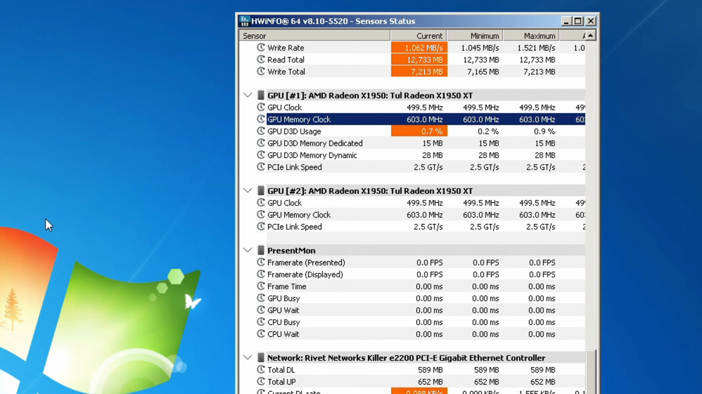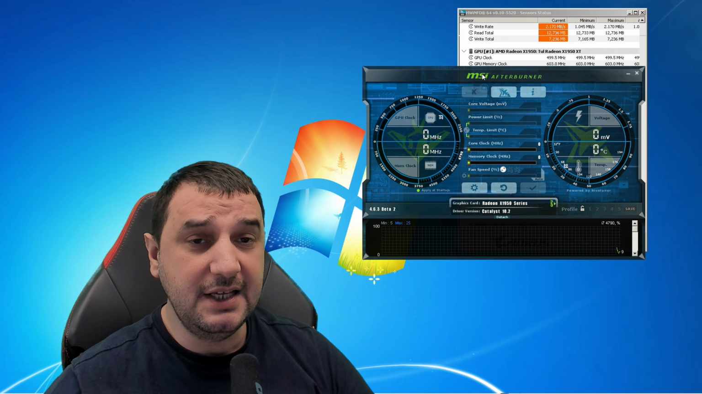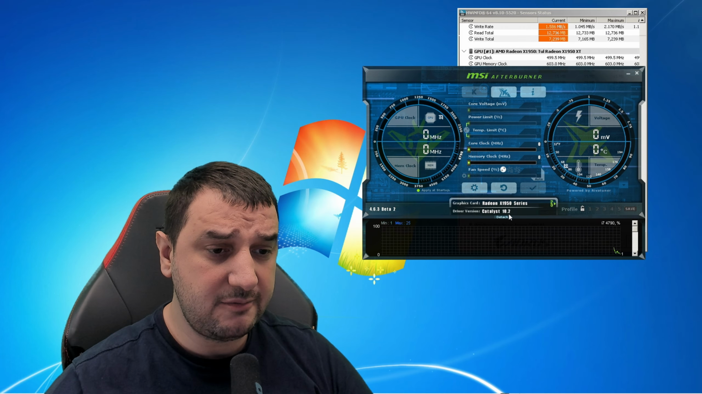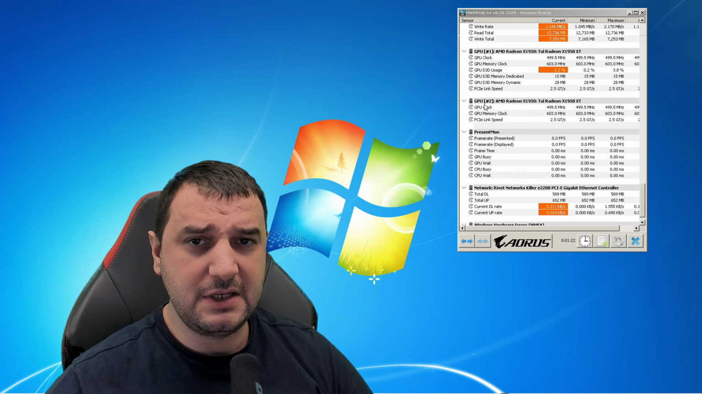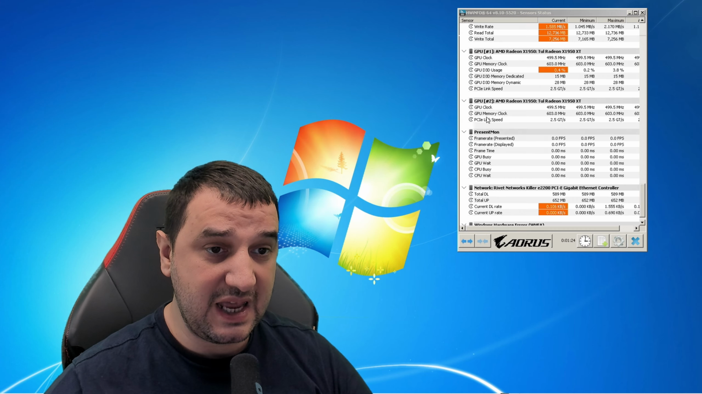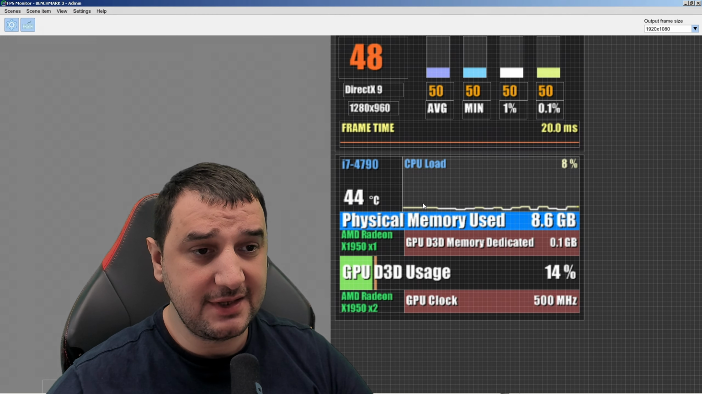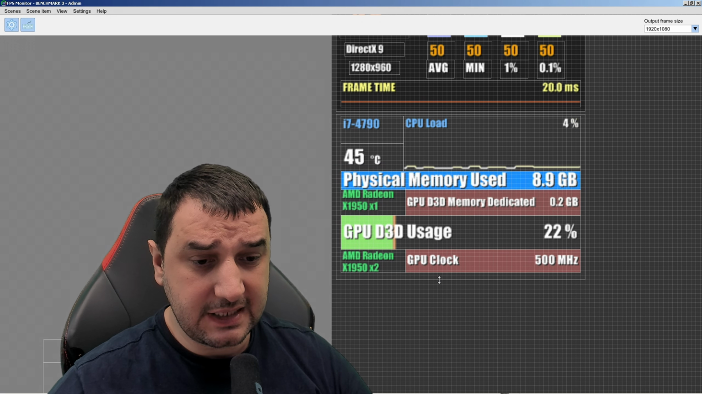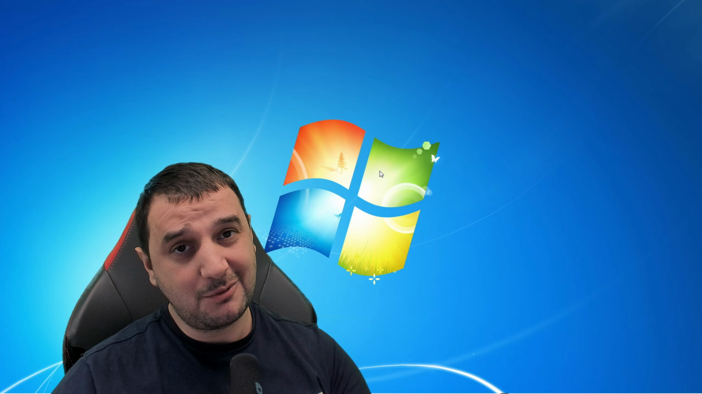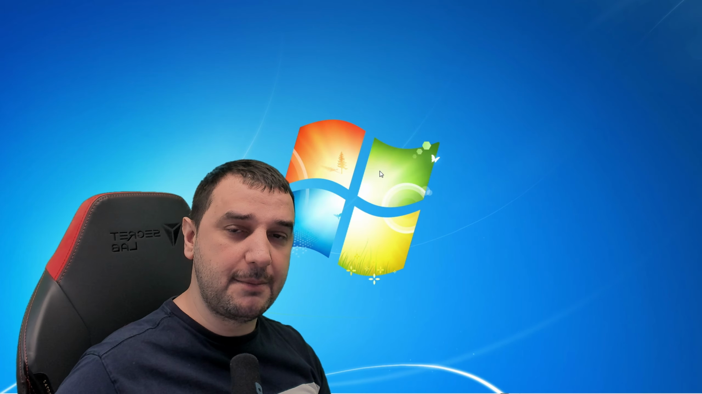The problem is I don't have more sensors than this. So I get Direct3D usage, that is the load on the core, memory dedicated on one video card, memory dynamic and PCI Express link speed. Why I'm saying this is because with Catalyst 10.2 both of the GPUs don't have any sensors. The only advantage I have is with FPS Monitor, which is showing me exactly those sensors. You can actually see I got FPS, averages, minimums, GPU usage on the first one and the second one doesn't have anything.